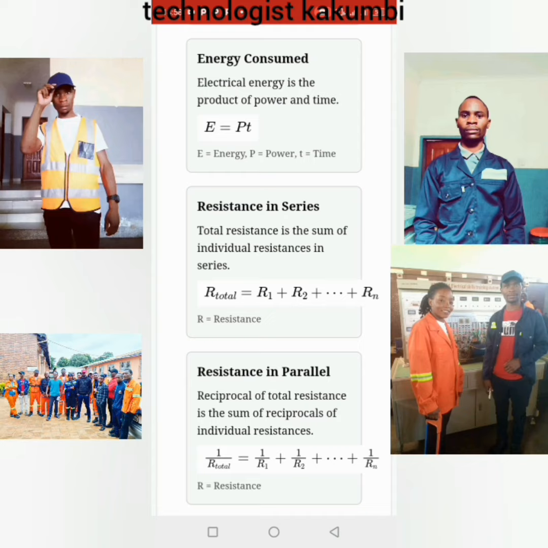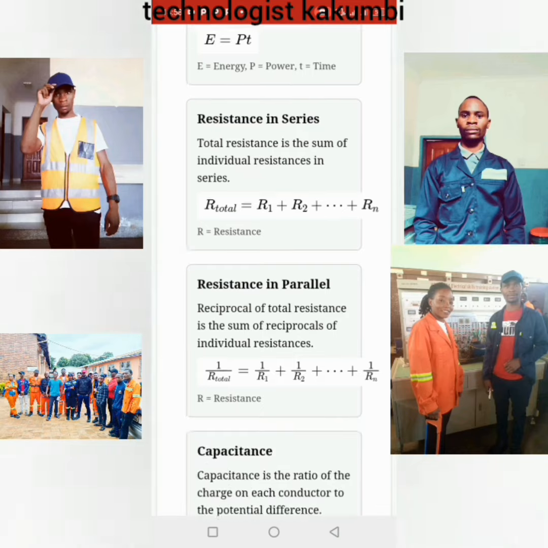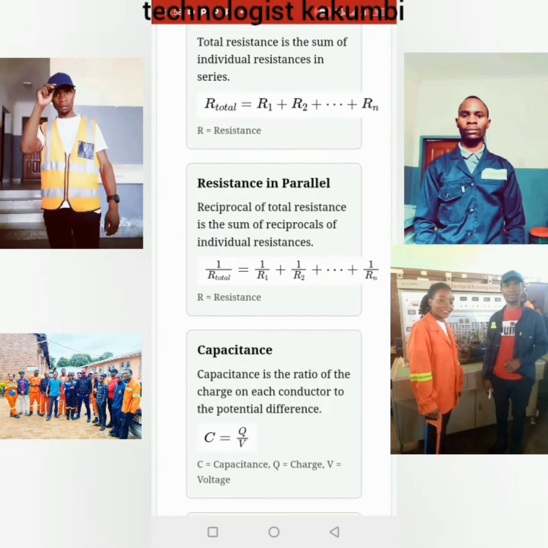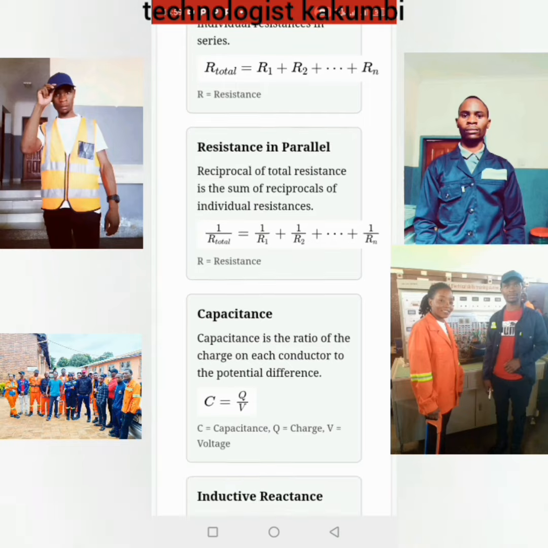When we talk about resistance in series, we are saying the total resistance is the sum of individual resistances in series. Get familiar with these formulas. When we talk about resistance in parallel, we are just talking about the reciprocal of total resistance is the sum of reciprocals of individual resistances. Get this and understand this formula.